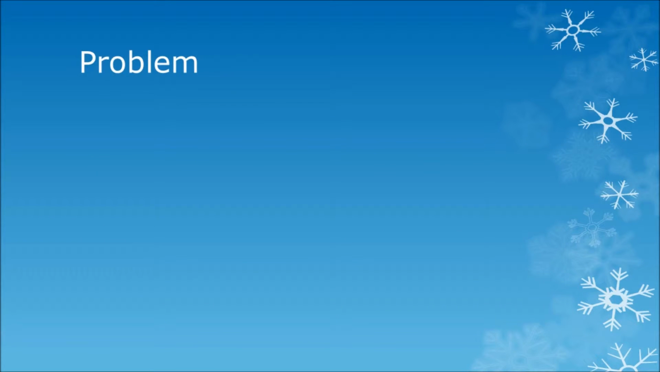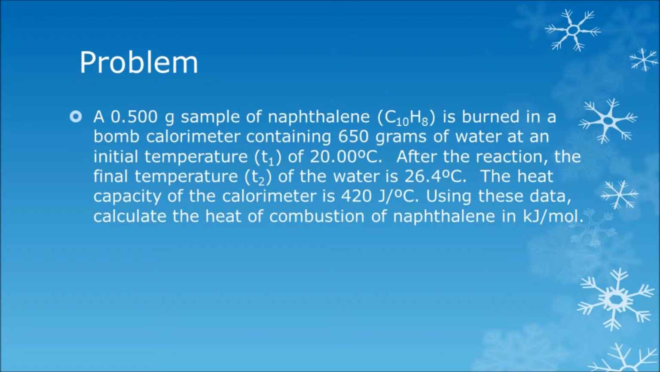Here is a question for you based on a bomb calorimeter. A 0.5 gram sample of naphthalene, C10H8, is burned in a bomb calorimeter containing 650 grams of water at an initial temperature T1 of 20 degrees Celsius. This is the quantity of water that you have inside the container, and the bomb calorimeter is immersed into this liquid. After the reaction, which is a combustion reaction, the temperature of the bomb calorimeter goes up, transferring the heat to the water.